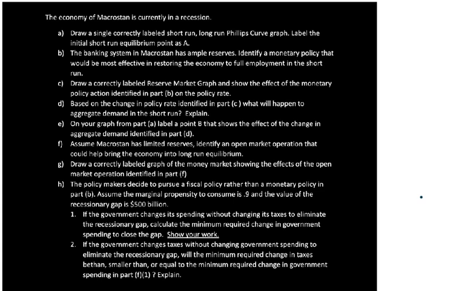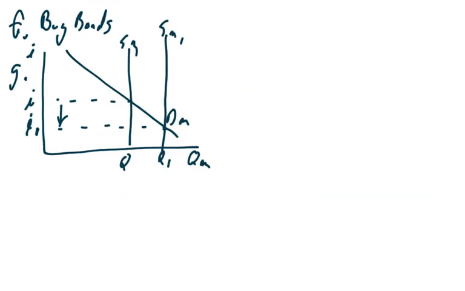H says the policymakers decide to pursue a fiscal policy rather than a monetary policy in Part B. Assume that the marginal propensity to consume is 0.9 and the value of the recessionary gap is $500 billion. So H1. If the government decides to change spending without changing its taxes to eliminate the recessionary gap, calculate the minimum required change in government spending to close the gap. Show your work. Okay, so our MPC is 0.9 and we have a $500 billion gap.